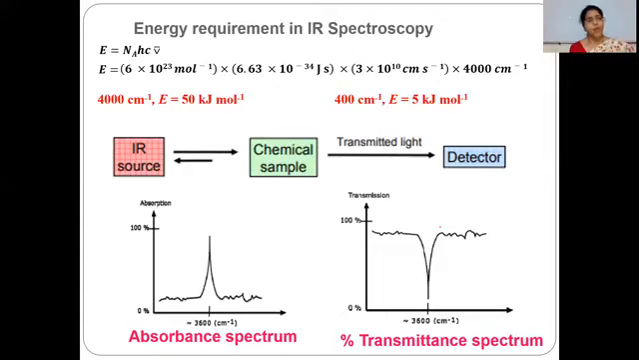The interaction of IR radiation with the sample is similar to that in UV spectroscopy. When we irradiate any sample by IR radiation, some amount of light is absorbed by the sample and some amount is transmitted by the sample, and either fraction can be recorded by the detector.